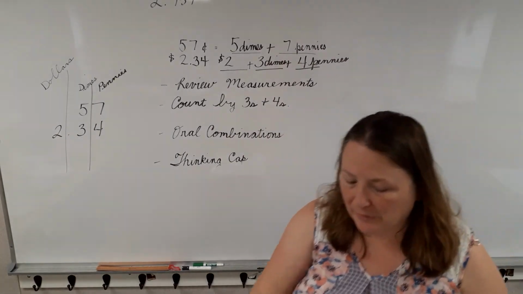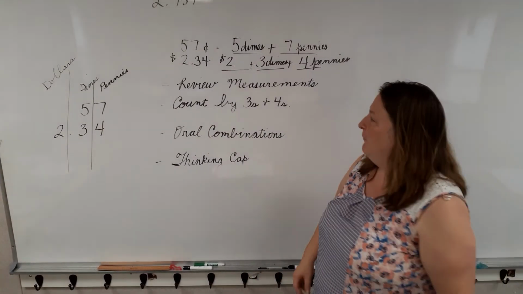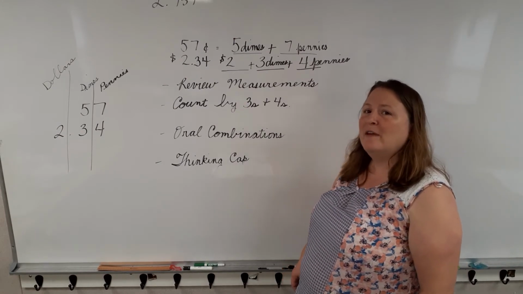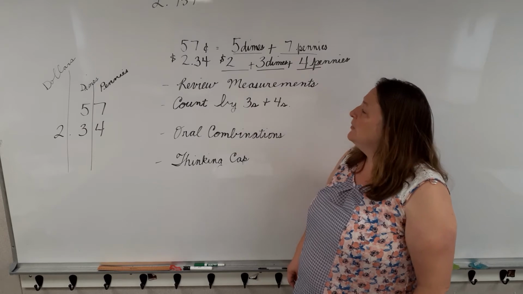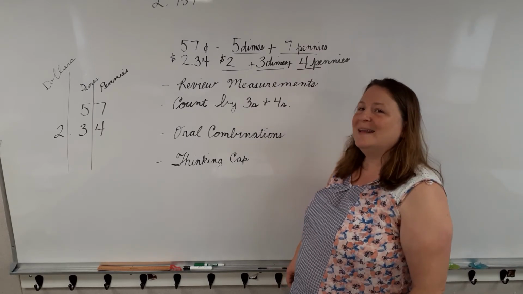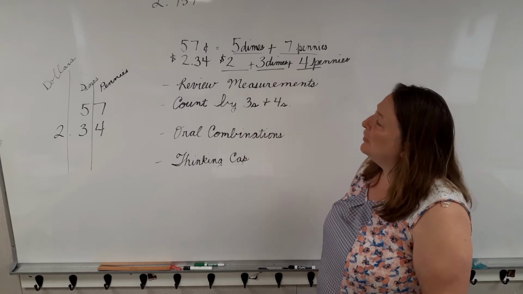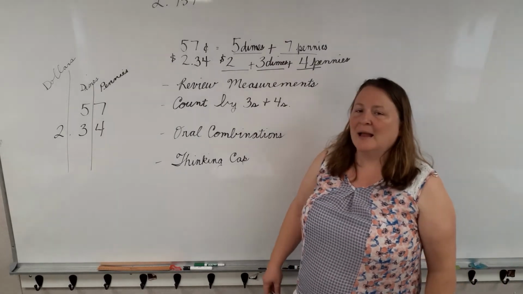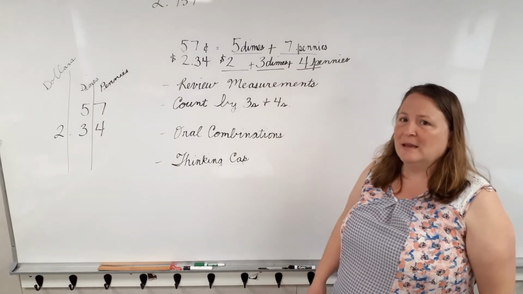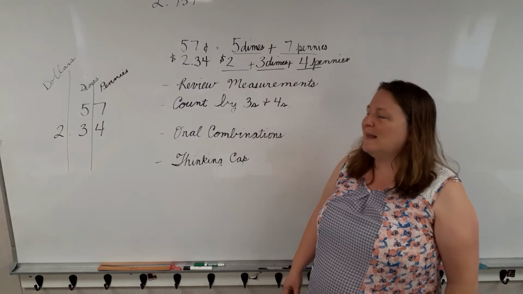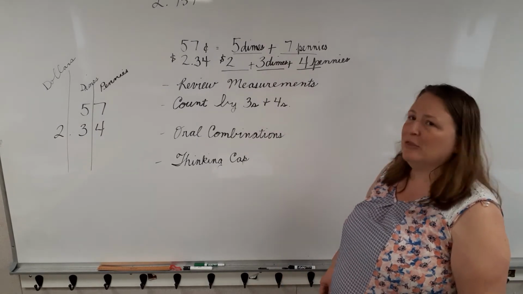Let's count by threes and then fours. 3, 6, 9, 12, 15, 18, 21, 24, 27, 30, 33, 36. Let's do it again. 3, 6, 9, 12, 15, 18, 21, 24, 27, 30, 33, 36.